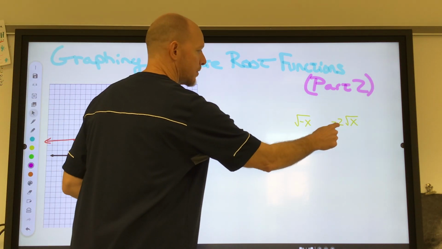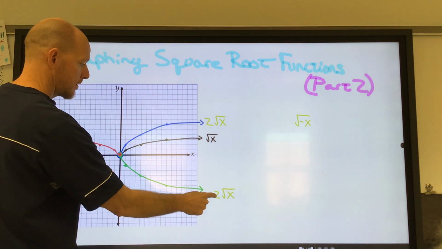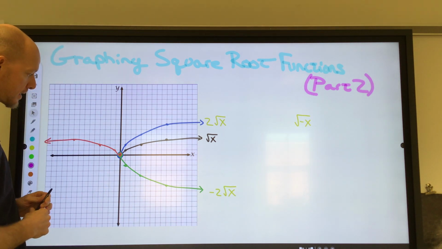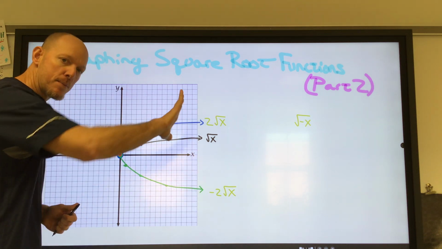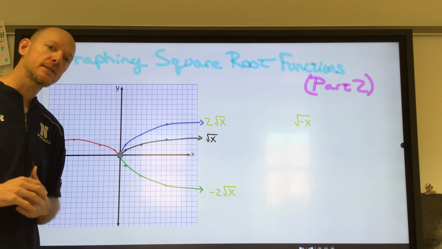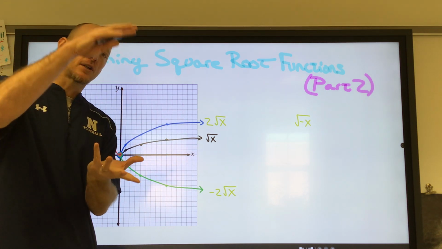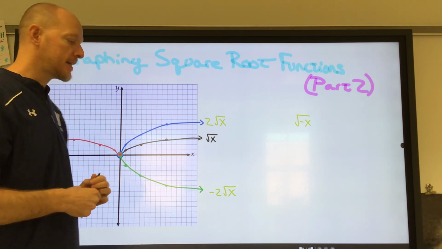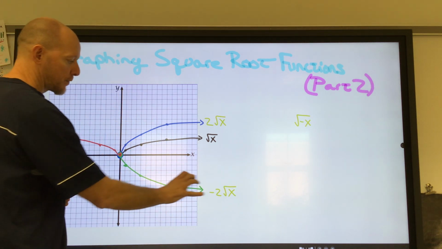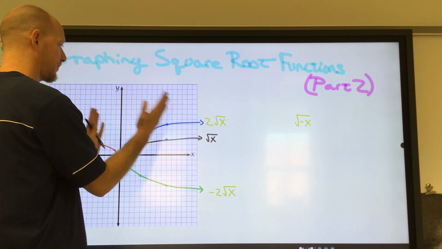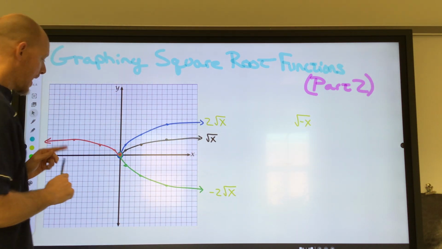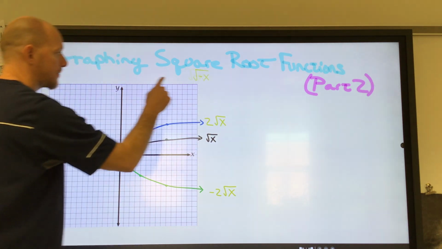This -2 times the square root of x, if I'm not mistaken, we could see would be the reflection about the x-axis. So not only is it vertically stretched, but it's reflected down below. So that would be our green graph. Now we can see a negative inside reflects us about the y-axis, and that's how we would get this red graph.